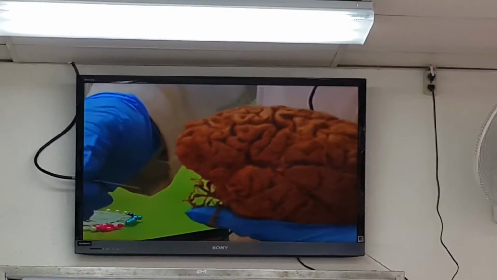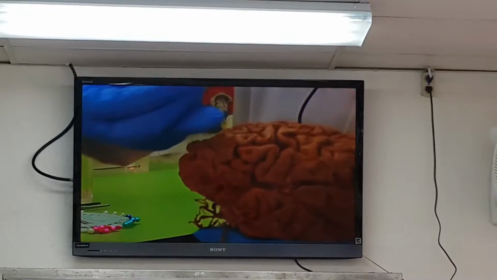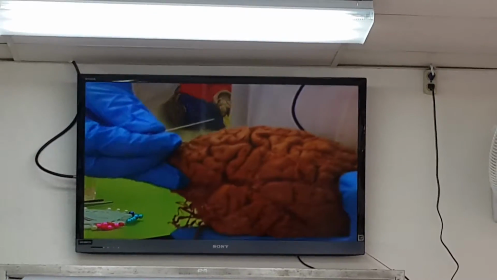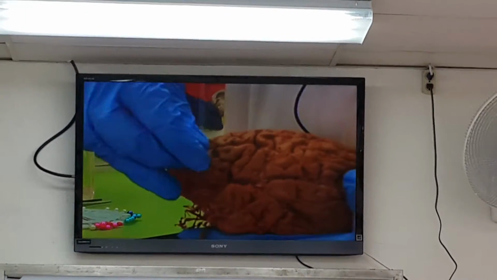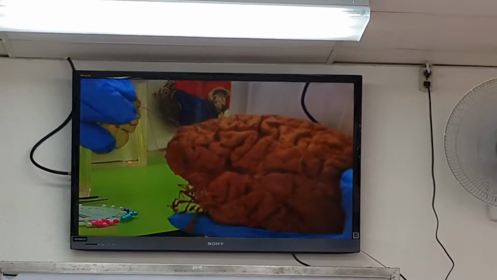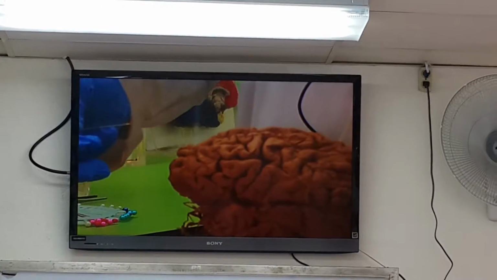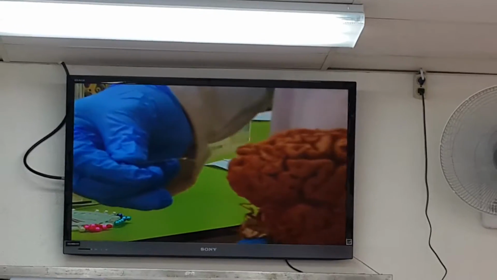Okay, next gyrus you have to see is in the lower part of the frontal lobe. This is the frontal lobe. In the lower part of the frontal lobe, there are some gyri. So I use some other specimen to show these gyri. You write me two gyri: one is pars triangularis, another one is pars opercularis.